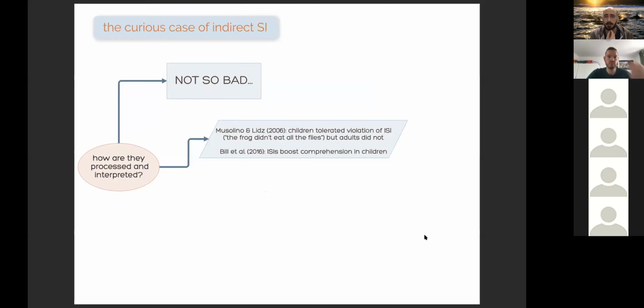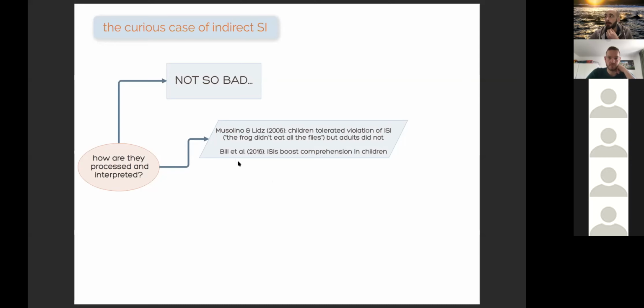In fact, in some previous experiments, some evidence has been found that people are not so bad at computing these indirect implicatures. So Musolino and Lidz, in one of their experiments, found that children tolerated the violation of these inferences in a context where they had a sentence like, the frog didn't eat all the flies, in a situation in which the frog did not eat any fly at all, okay? So again, with implicature violation, the adults rejected it and the children were fine with it, showing this tolerance of violation behavior, just like with direct scalar implicature.